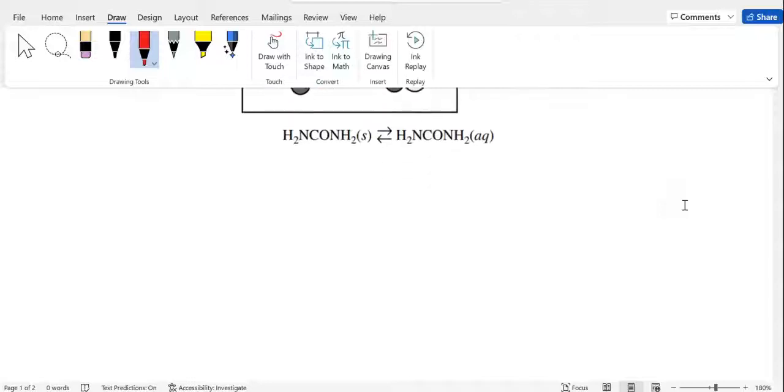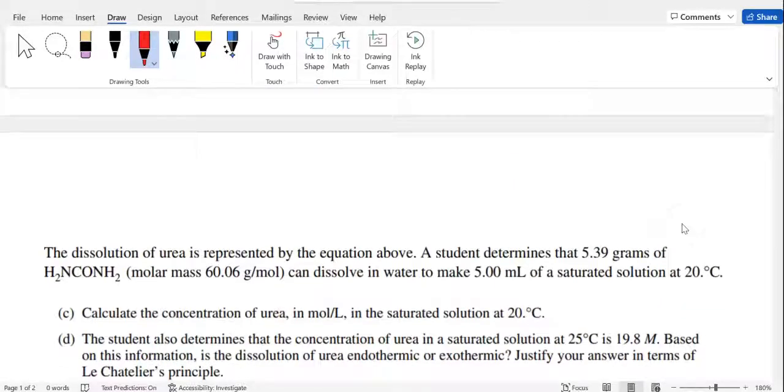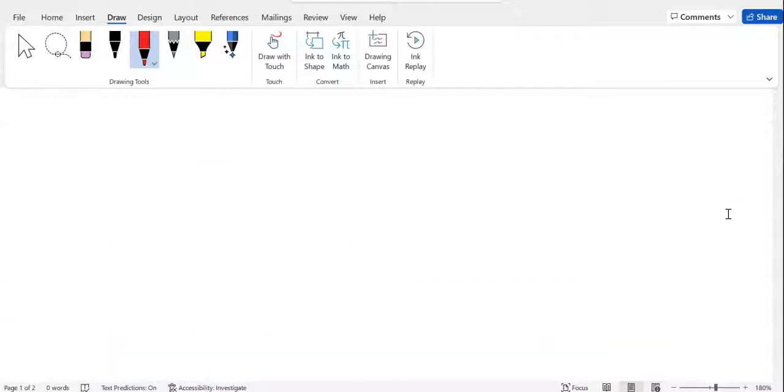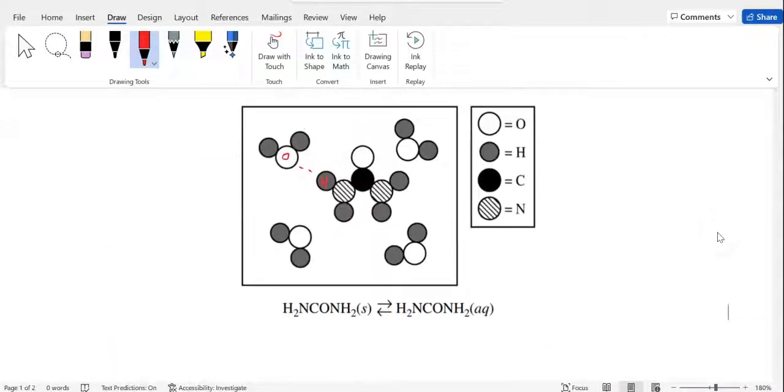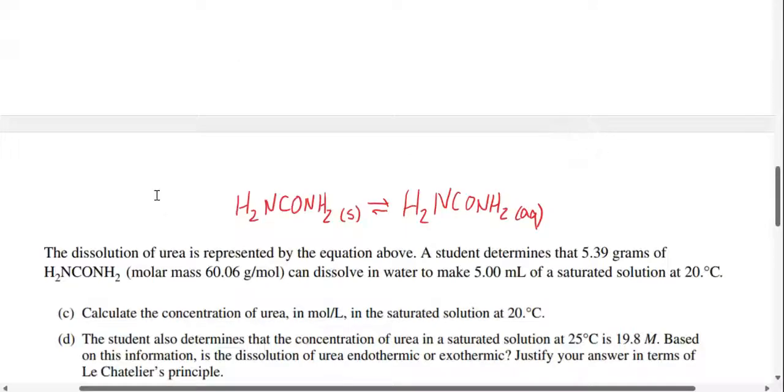Okay. And then the dissolution of urea is represented by the equation above. I probably should have moved that down, so let me just copy that below. That's our equation. The dissolution of urea is represented by that equation. A student determines that 5.39 grams of urea with a molar mass of 60.06 grams per mole can dissolve in water to make 5 milliliters of the saturated solution at 20 degrees Celsius. Calculate the concentration of urea in moles per liter in the saturated solution at 20 degrees Celsius.